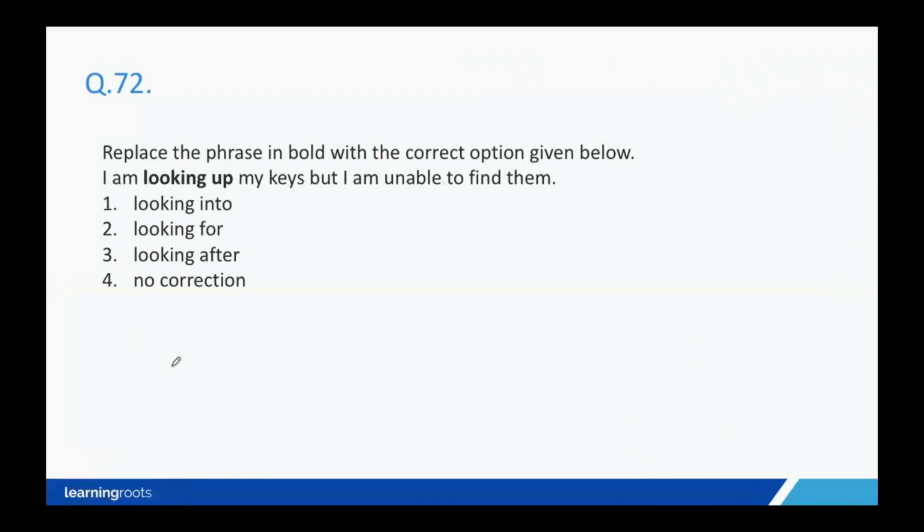What about this one? Replacing the phrase in bold with the correct option given below. So, I'm looking up my keys. You don't look up your keys. You don't look into your keys, you look into some matters which may need your attention. You will look for your keys. So look for will be the answer. Looking after basically means you're looking after someone. So if you're looking after, let's say, your grandparents or your parents, then you look after them. But you won't look after your keys, you look for your keys. So 2 is the answer in this case.